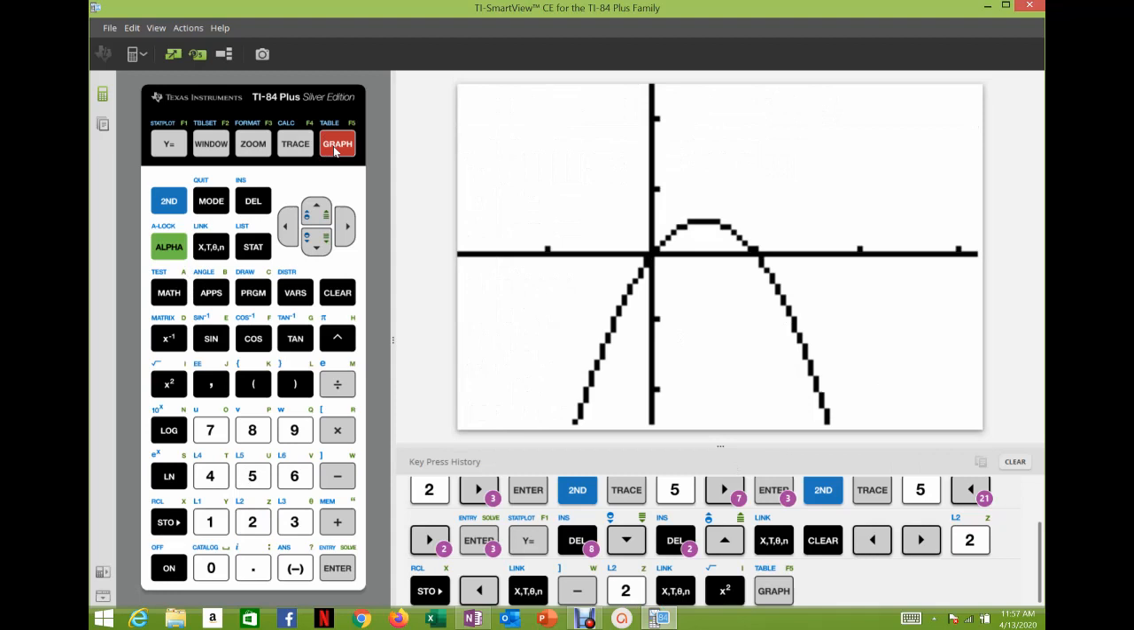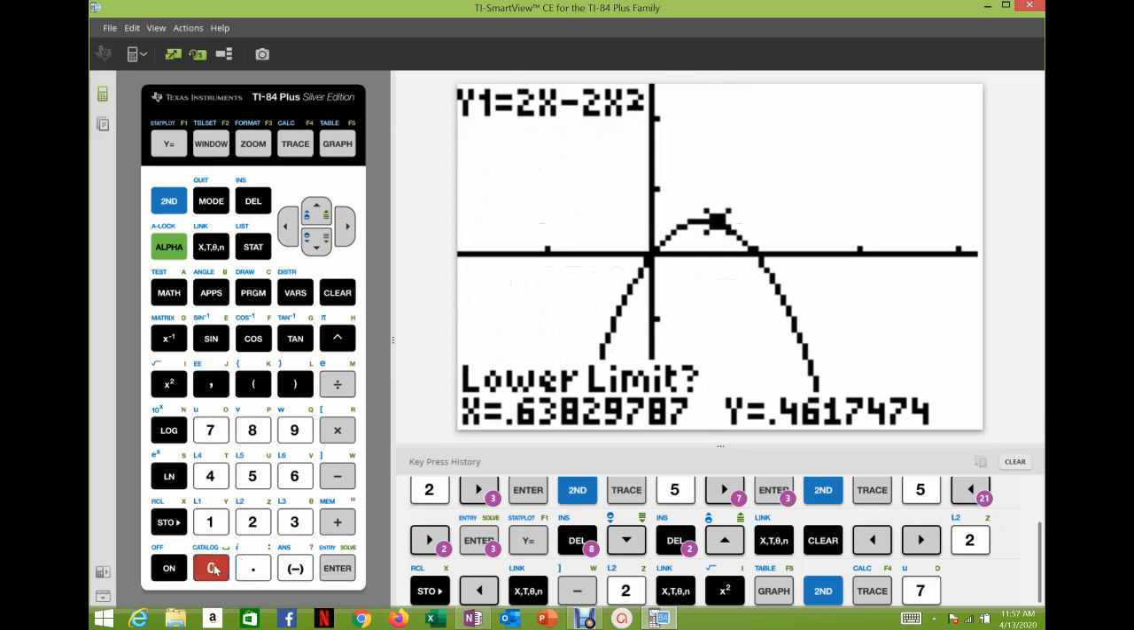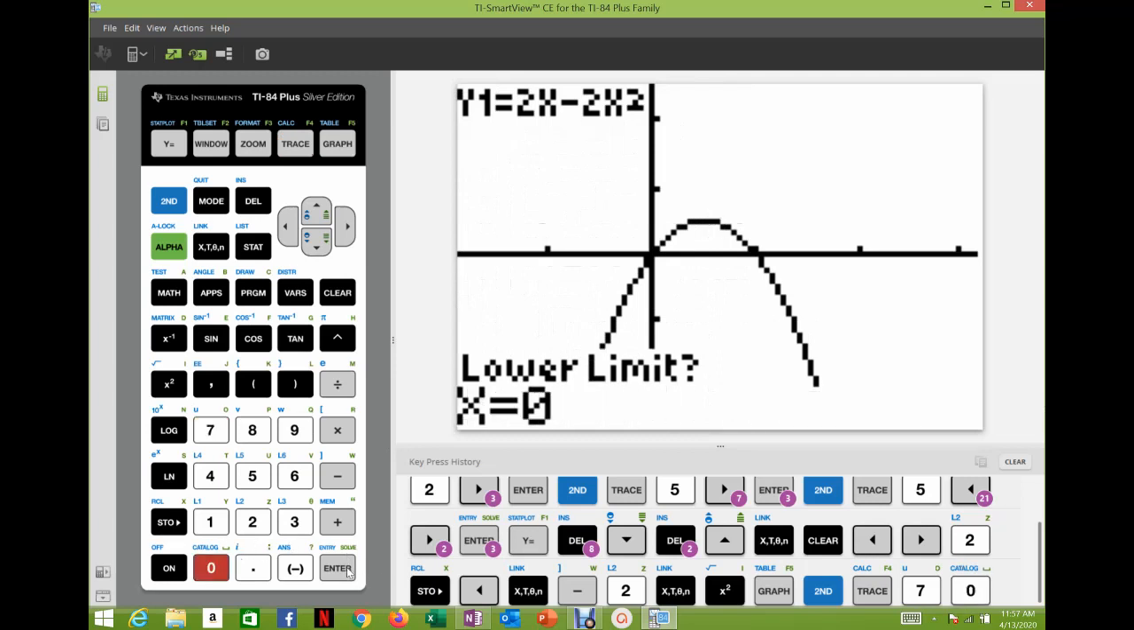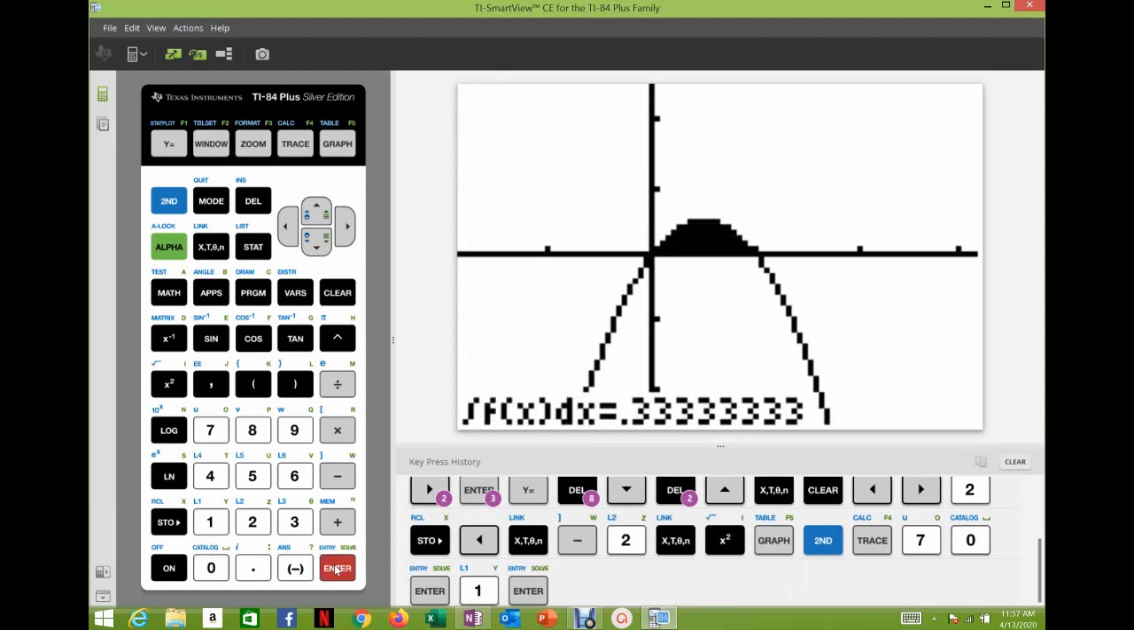There's my new function. And I'm going to find the area from 0 to 1. So I'm going to hit second trace. Remember, we're integrating between 0 and 1. So 7 is my integral. Right? 7 is what I want to pick. My lower limit 0. Enter. My upper limit's 1. Enter. And there's my area, 0.333 repeating, which is 1/3.